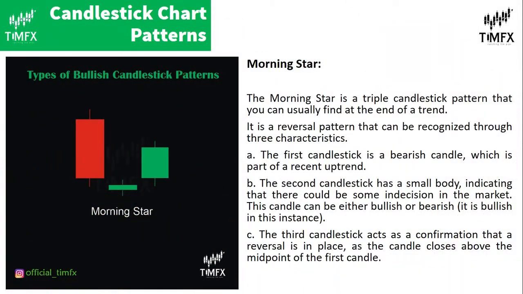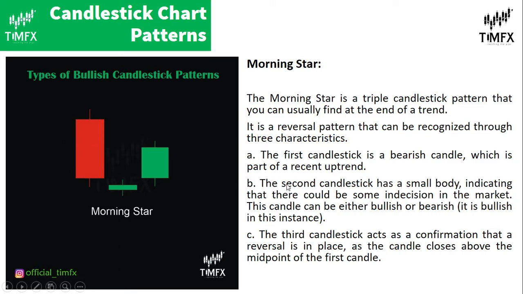The next one we'll be considering is the morning star. The morning star is a triple candlestick pattern that you can usually find at the end of a trend. It is a reversal pattern that can be recognized through three characteristics. First, the first candlestick is a bearish candlestick, which is part of a recent uptrend. So this is the bearish candlestick we're talking about.